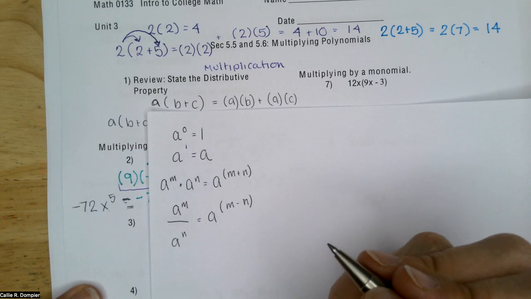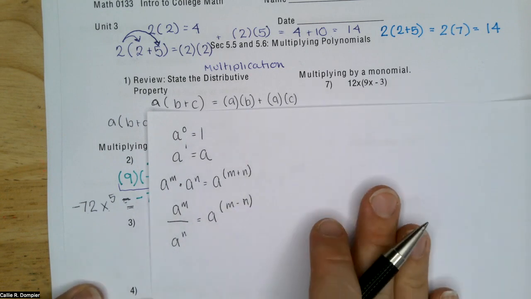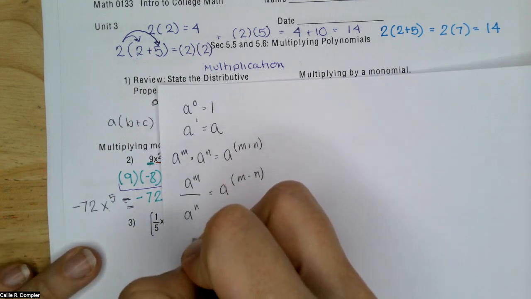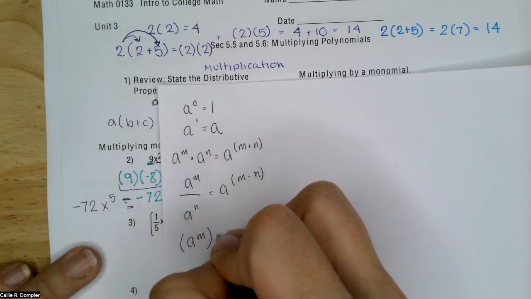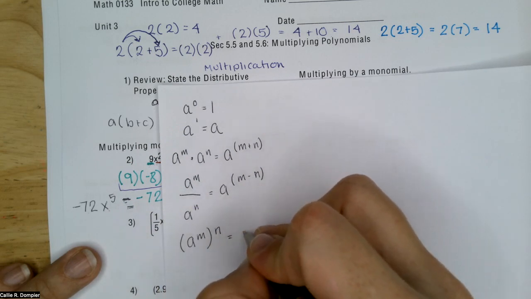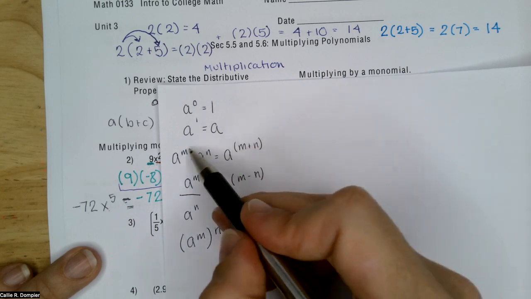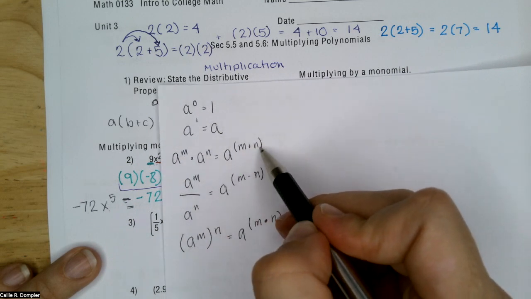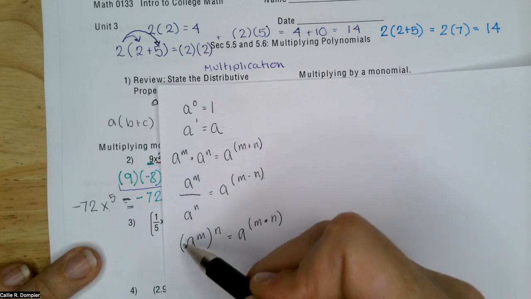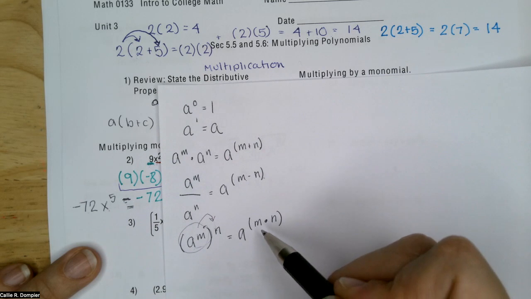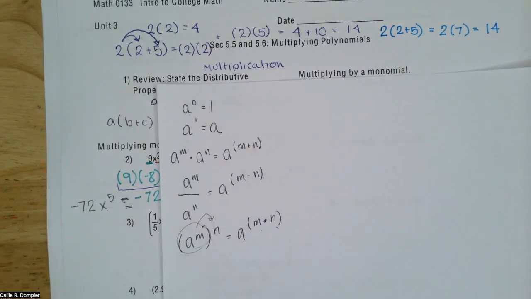And then, not sure we need to do a negative exponent law today. So we'll just skip to the power of a power. Yeah, power of a power is a to the power of m raised to the power of n is equal to a to the power of m times n. So if you're multiplying the bases, you add the exponents. If you're dividing the bases, you subtract the exponents. If you're taking that exponent to the power of another exponent, you multiply the exponents. Okay?